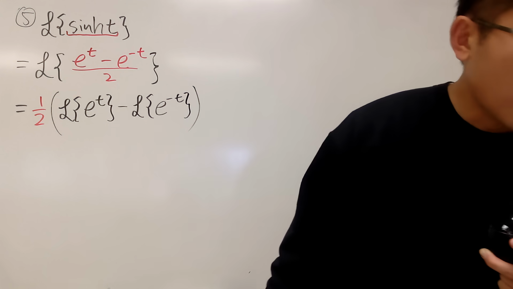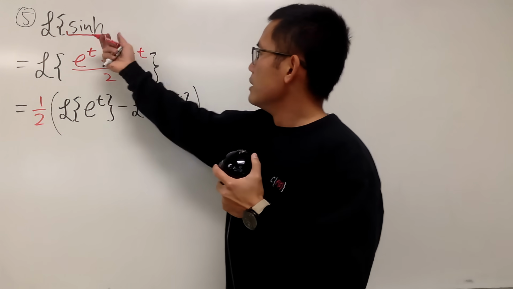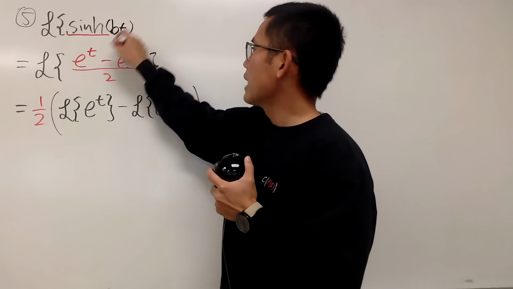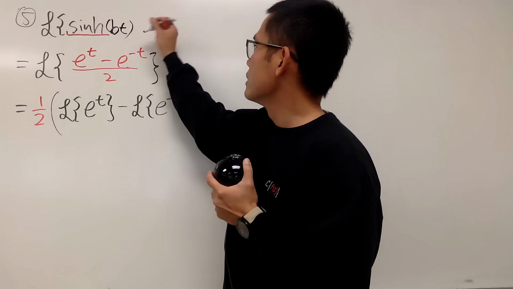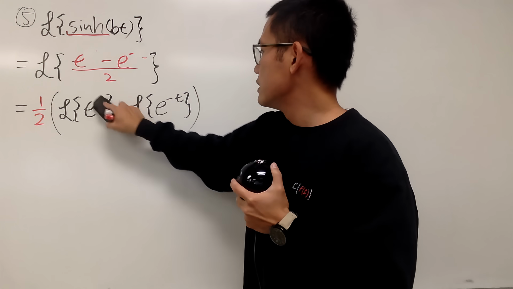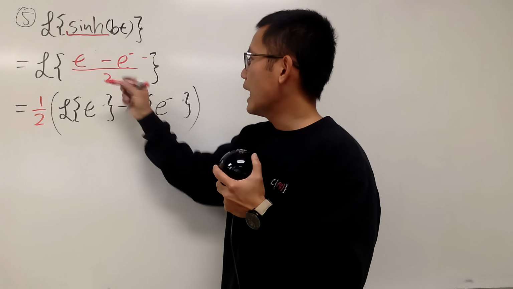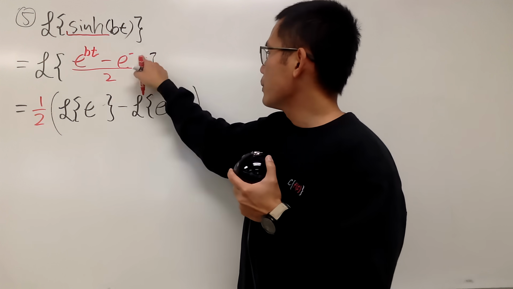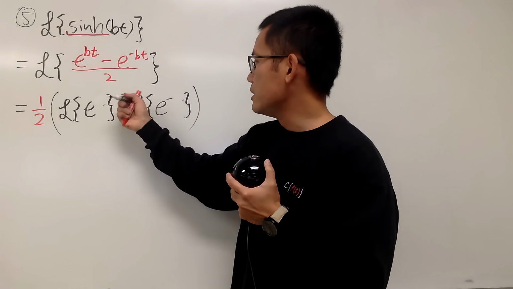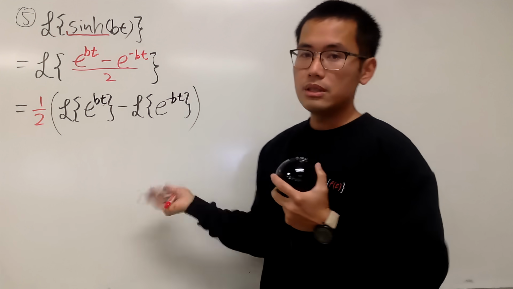I put on the t, I'm sorry. Sinh of bt, I'm sorry. So bt is actually our input variable, right? So I will have to change this to bt, that's all. Easy fix. Here we have e to the bt, and here we have e to the negative bt, and then this is e to the bt, and this is e to the negative bt. Okay, just an easy fix.